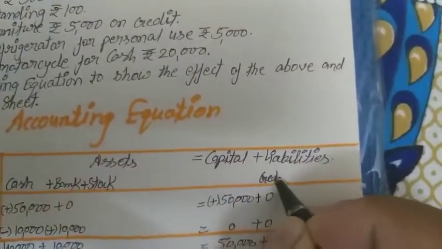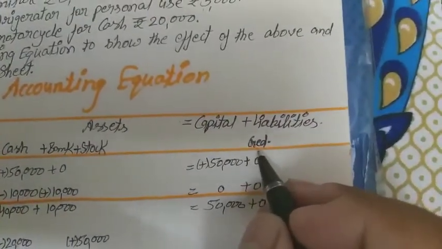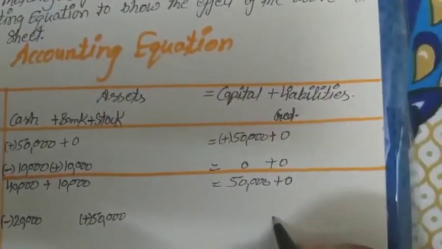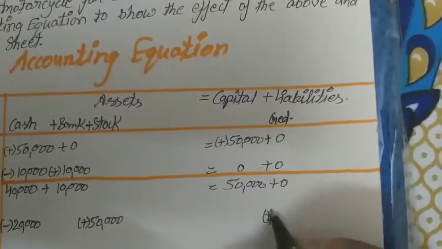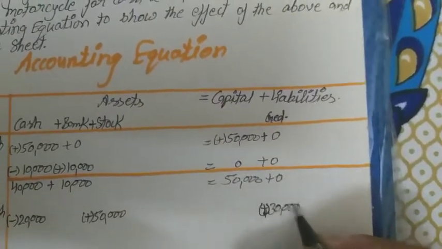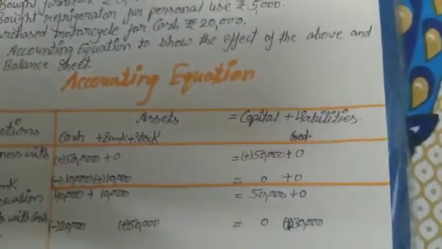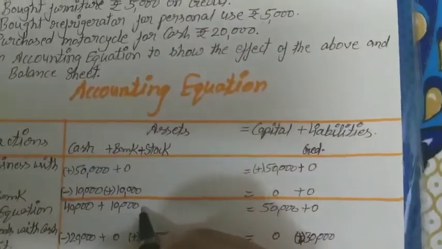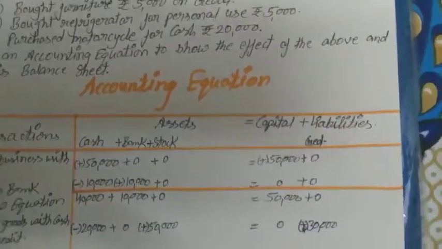Okay, creditors, I have only written CRED. So plus 30,000 creditor will generate over here, and no effect with the capital, it will be zero, and no effect with the bank, it will be zero, and stock zero.